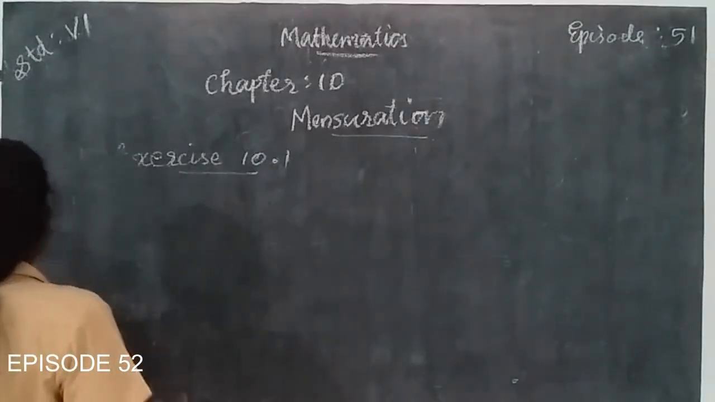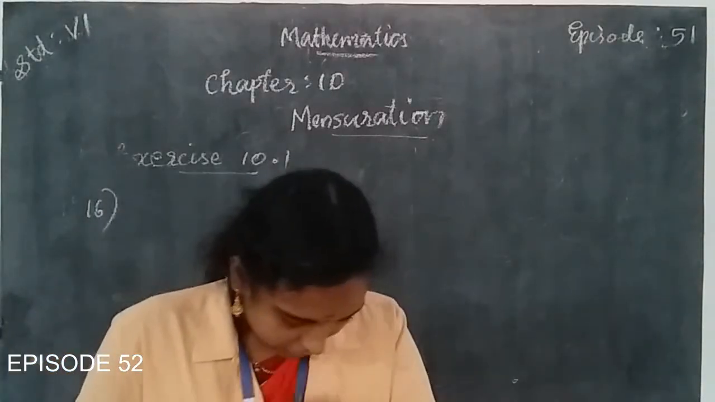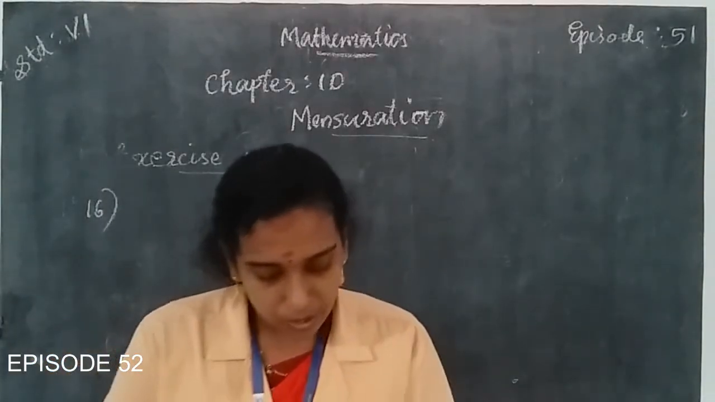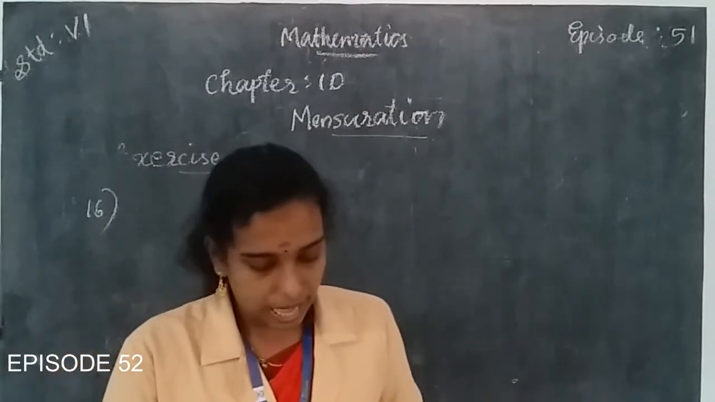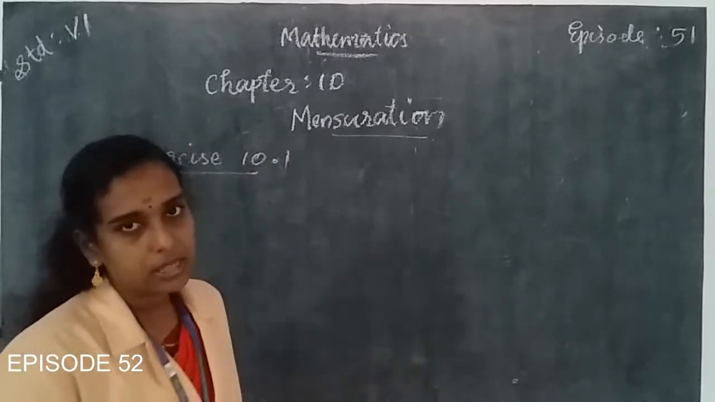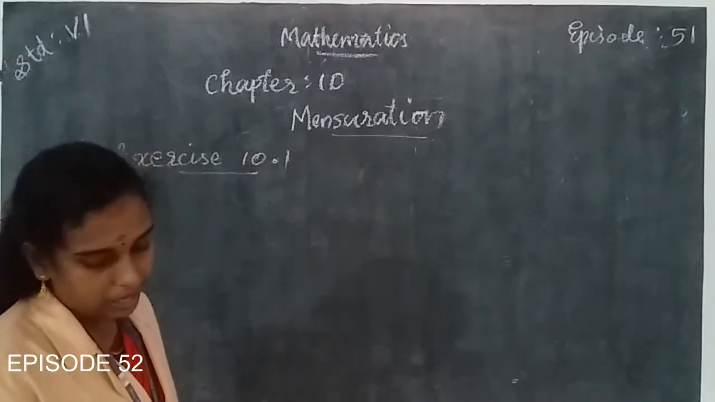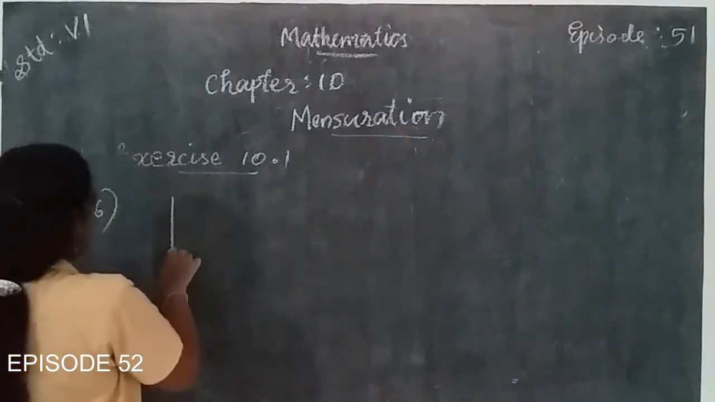Question number 16 in your textbook: what is the perimeter of each of the following figures? What do you infer from the answer? So here we want to find the perimeter of the given figures. The figures are given in your textbook, page number 230. And the first figure is like this. It's a square.